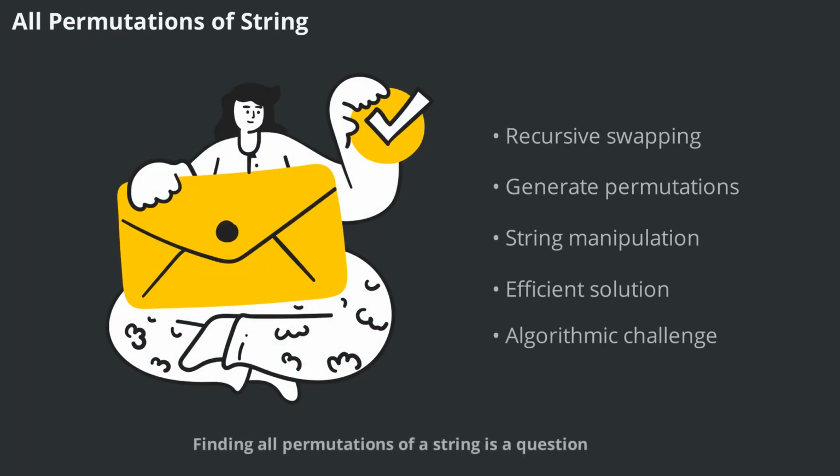Finding all permutations of a string is a question that tests your understanding of recursion and string manipulation. By recursively swapping characters and generating all possible arrangements, you can list every permutation. For example, ABC yields ABC, ACB, BAC, BCA, CAB, CBA. This problem demonstrates your skill in recursive thinking and handling string data. Interviewers look for efficient solutions and your ability to write readable code. Practicing this prepares you for more advanced algorithmic challenges.